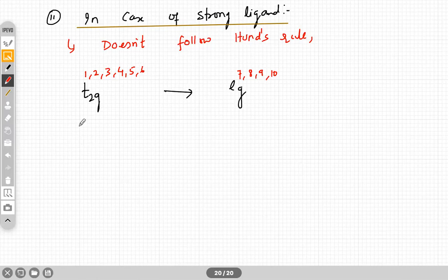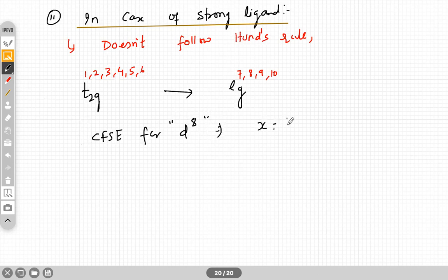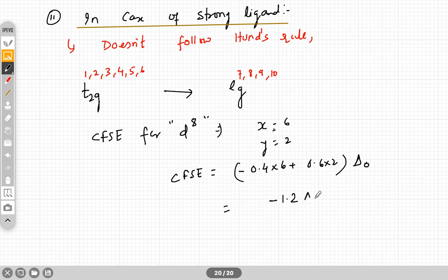So CFSE, suppose we have an example, CFSE for the D8 configuration. For this case, X value is 6 and Y value is 2. CFSE equals minus 0.4 times 6 plus 0.6 times 2 delta O. So it is minus 1.2 delta O is the energy here.